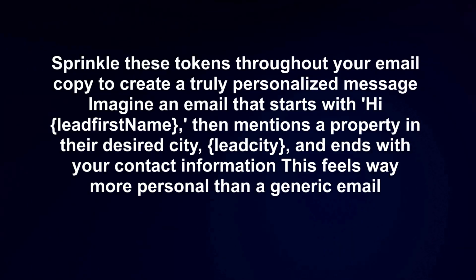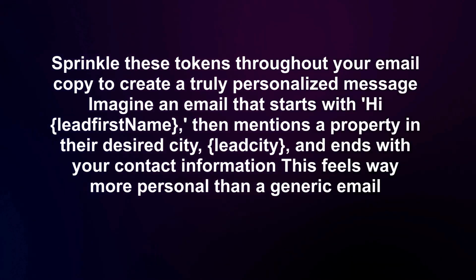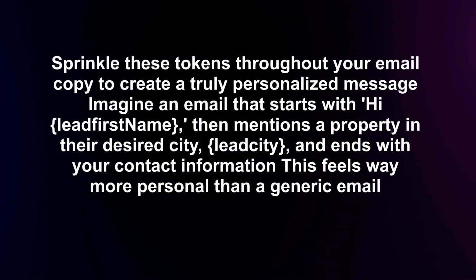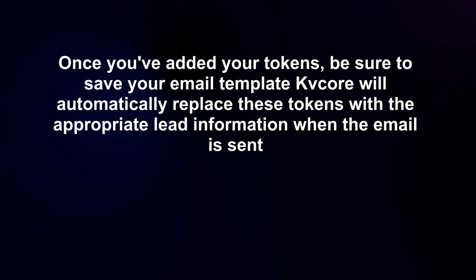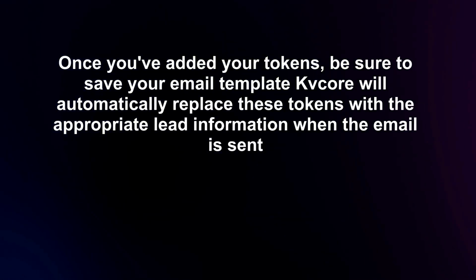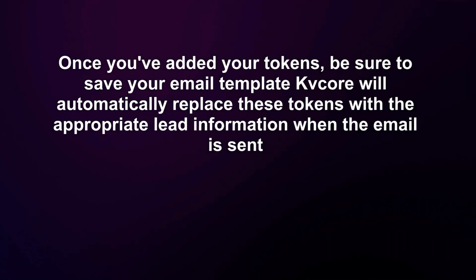Imagine an email that starts with "Hi, lead first name," then mentions a property in their desired city, lead city, and ends with your contact information. This feels way more personal than a generic email. Once you've added your tokens, be sure to save your email template. Kvcore will automatically replace these tokens with the appropriate lead information when the email is sent.